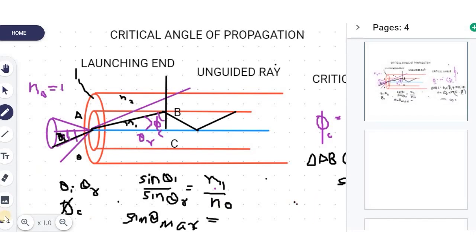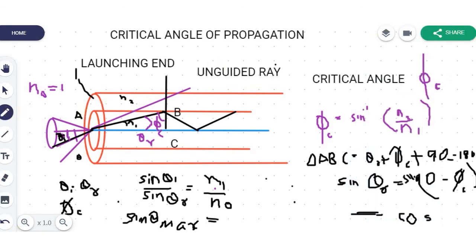Okay, I'll continue it here. We already have sin theta max is n1 by n2 into cos phi c, but we already have sin phi c. Sin phi c is n2 by n1. From that I have found out cos phi c.